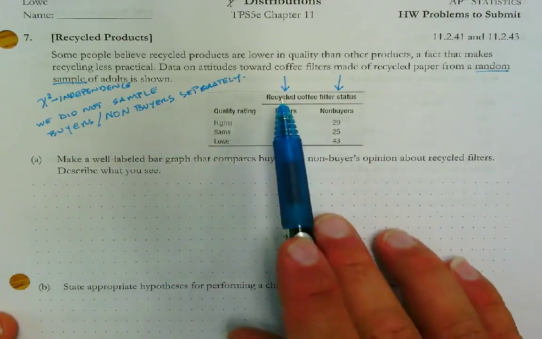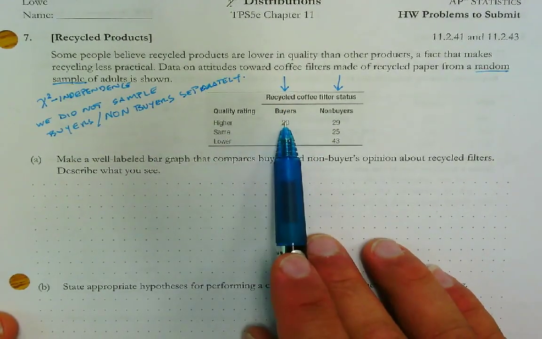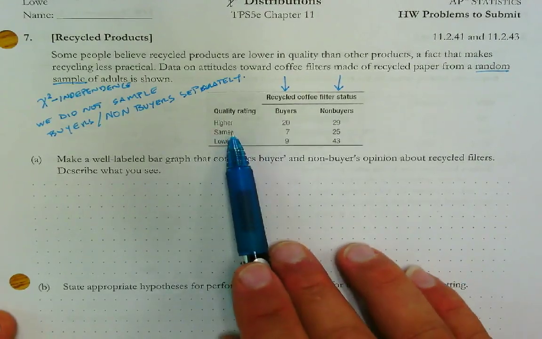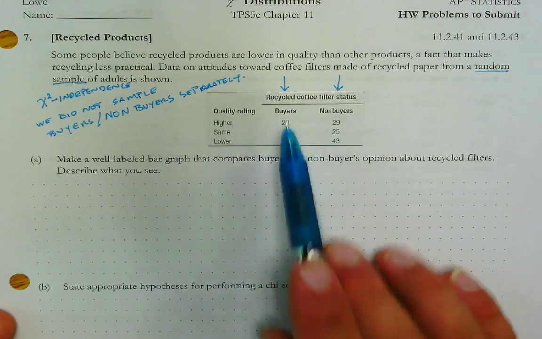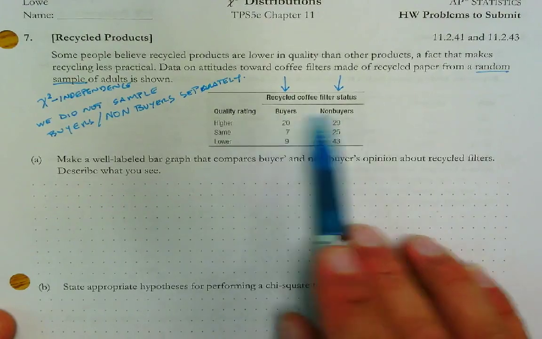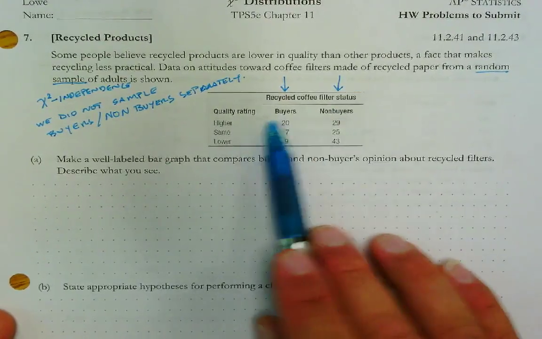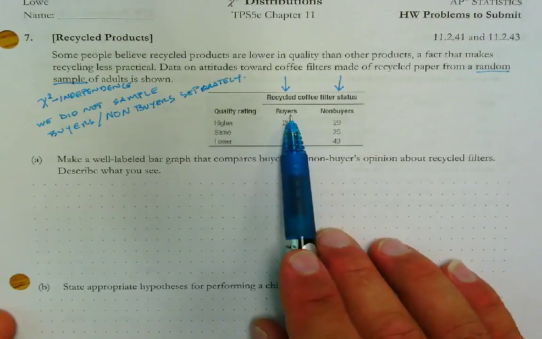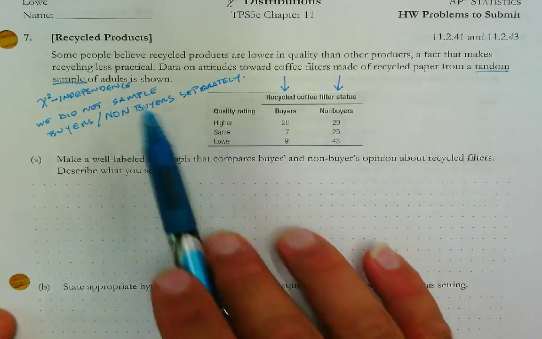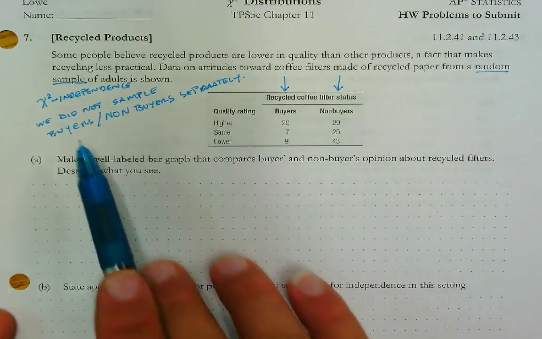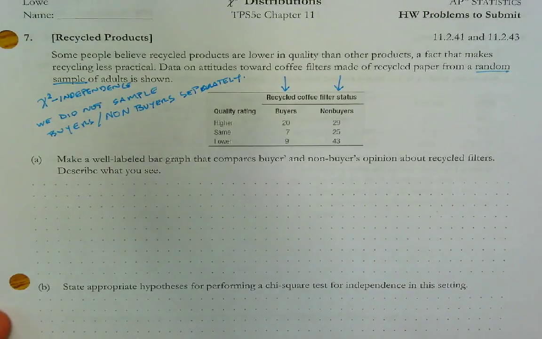If we had said, hey, let's sample the buyers, find out their quality ratings, let's sample the non-buyers, find out their quality ratings, and control my groupings, then it would be homogeneity. But because it is a single random sample and we get the information, then we have chi-squared for independence.